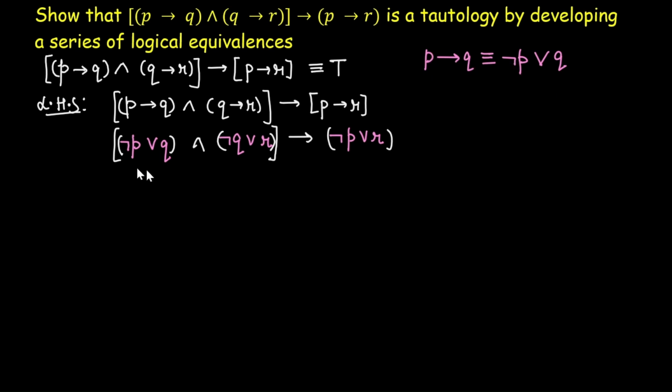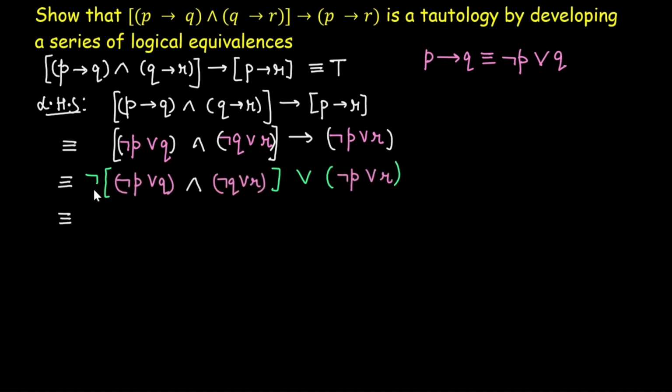We will break this one again with the help of this logical equivalence law. According to this, we can take the negation of this statement. This operator gets converted into OR and this statement is as it is. In the next step, take this negation and distribute over this bracket, that is negation P or Q, negation of AND is OR, then negation of negation Q or R.